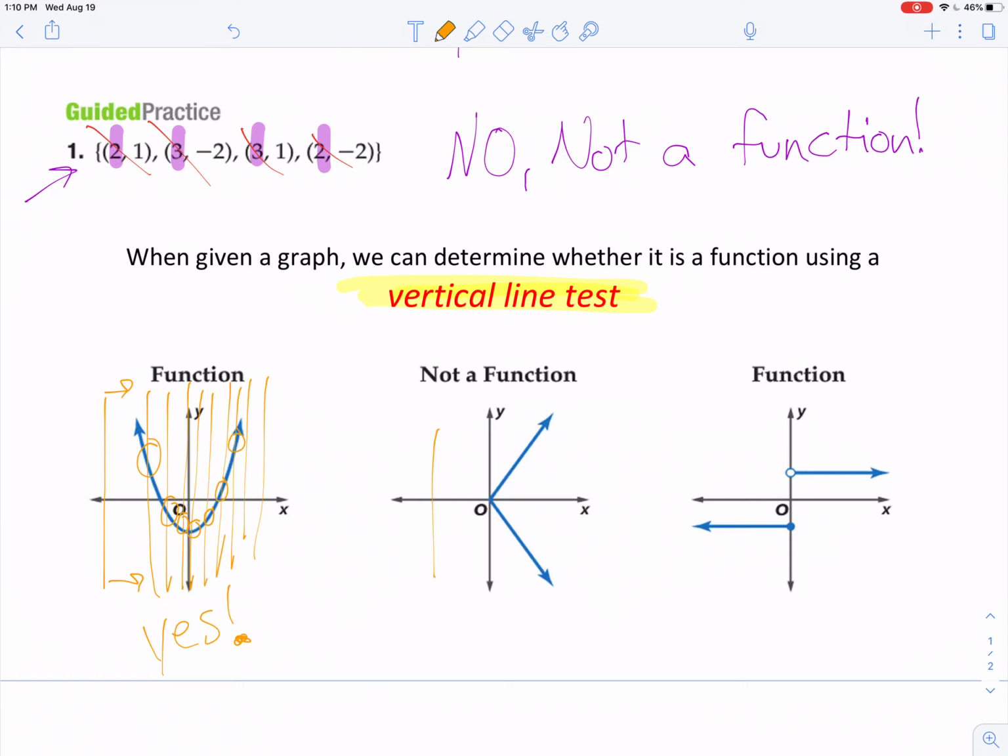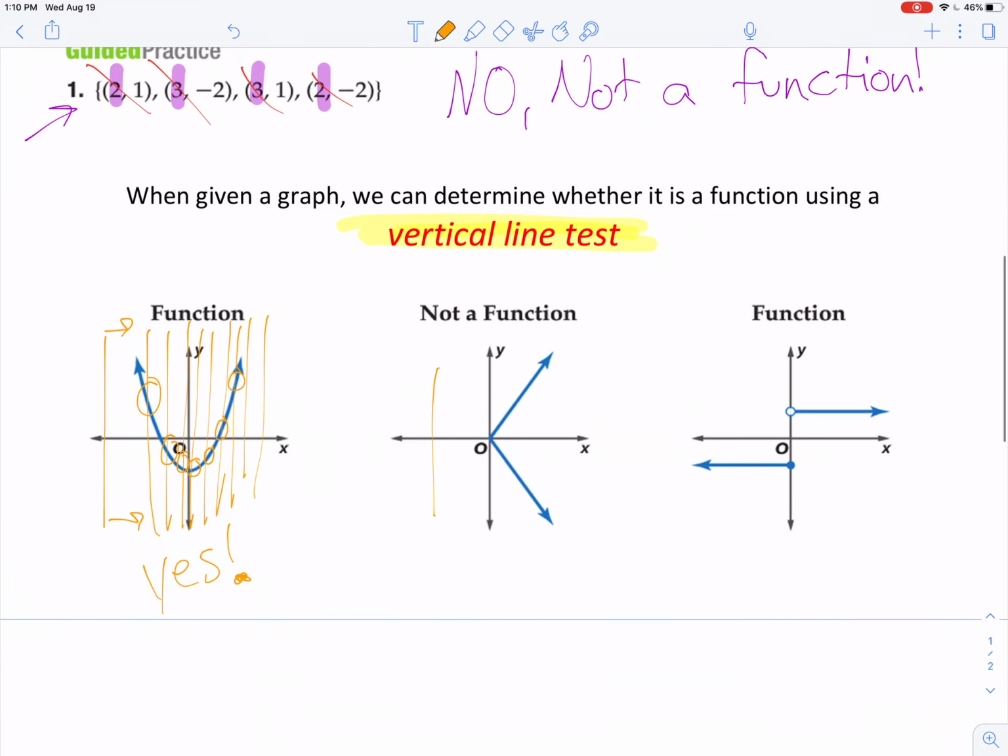Okay, if I come to the second example, and I'm drawing some vertical lines here. Ooh, it looks like right here it only touches once, but what happens if I draw a line here? It touches twice. It doesn't matter that over here it was okay, and over here it was okay. If anywhere it touches twice, no, not a function.